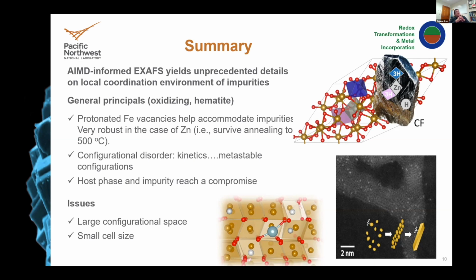In some cases, the host phase and impurity do reach a compromise in terms of symmetry considerations. The big issue is the very large configurational space to search. There are some ways to narrow it down. And AMDs are expensive, so we're using these small cell sizes, which can introduce some artifacts due to correlated motions in neighboring cells. It's a periodic boundary approach. There are neighboring cells, and you can get some amplification at higher R and get some amplitude where there shouldn't be any. And I could close it out there.